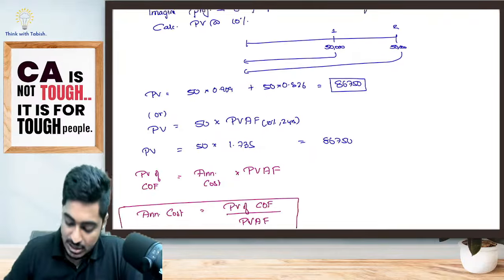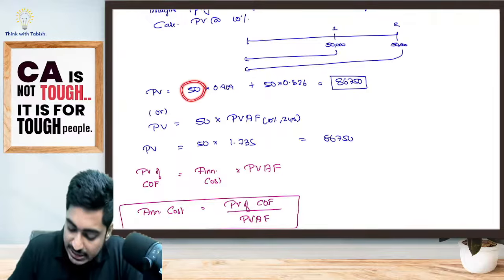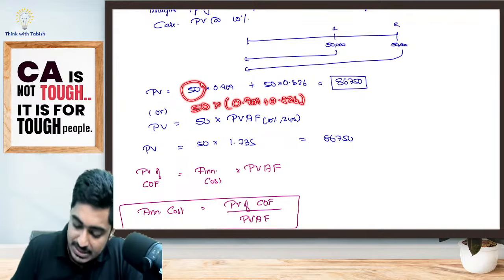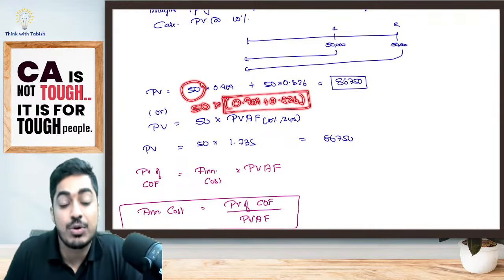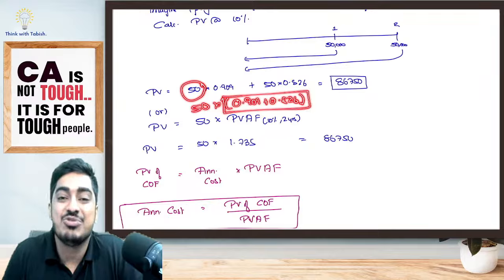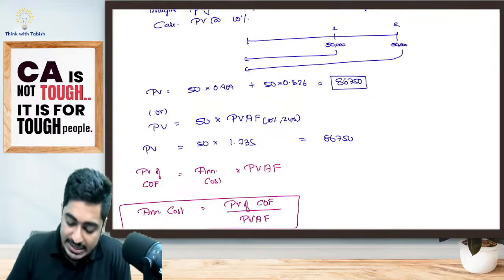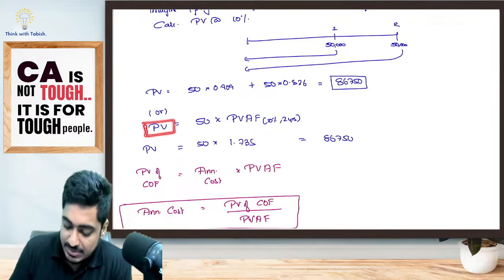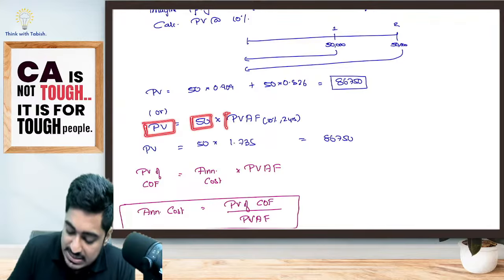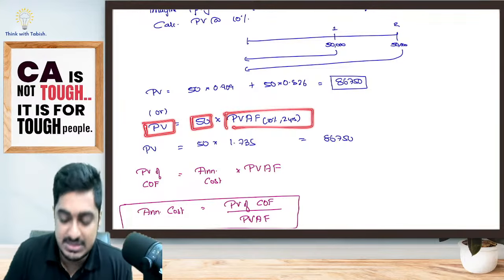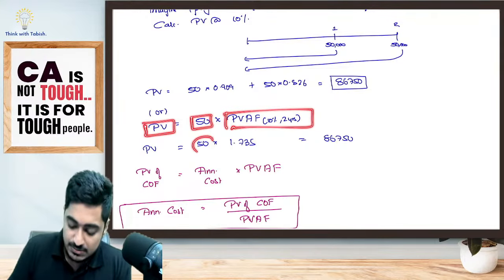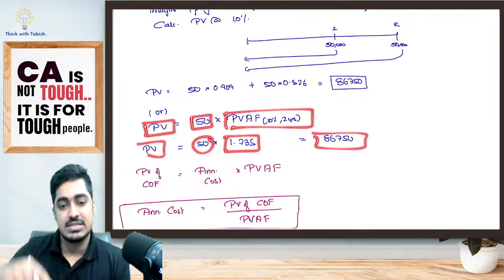Can I also write it as 50,000 into 0.909 plus 0.826? And what is this 0.909 plus 0.826? It is the present value annuity factor. Yes or no? So I can say that my present value is nothing but 50,000 into the present value annuity factor of 10% for 2 years. 50,000 into 1.735. Will I still be getting 86,750?